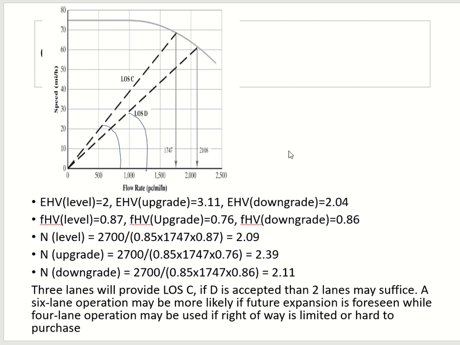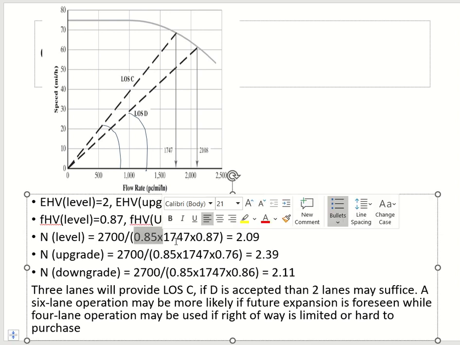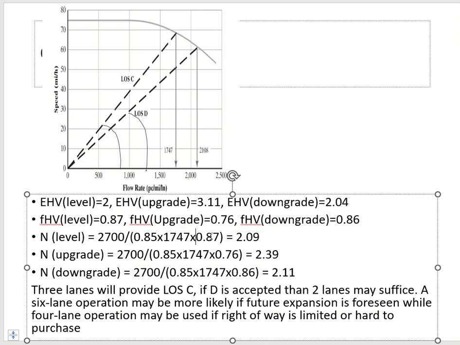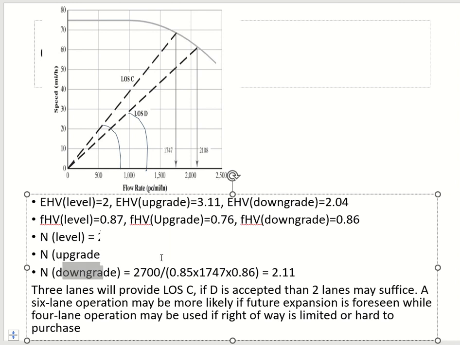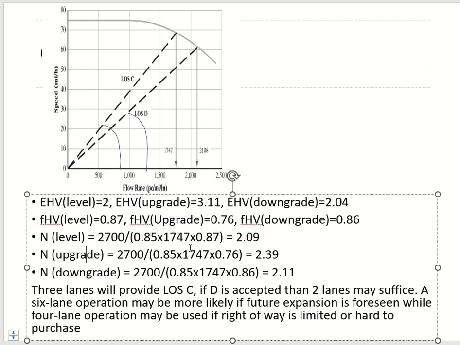Which of these values am I interested in? C, right? So I will take for the time being the value for C, which is 1747. The calculation is already done here. This is the DDHV, this is the peak hour factor, the maximum service flow rate for C, and 0.87 is the FHV. This is for level and downgrade. There's a small difference in fractions, no problem. It will not create much difference here. And this is for upgrade.